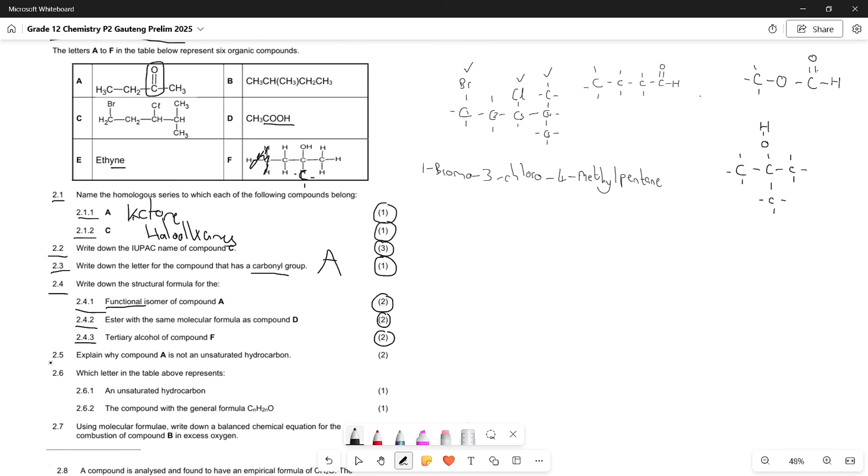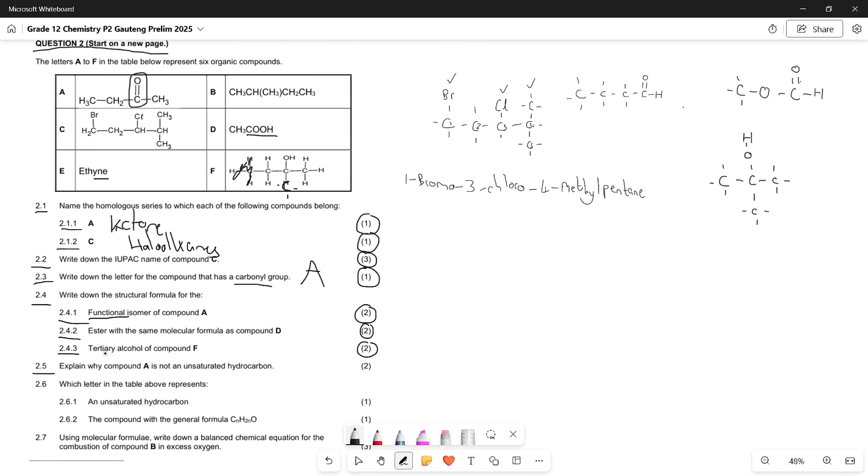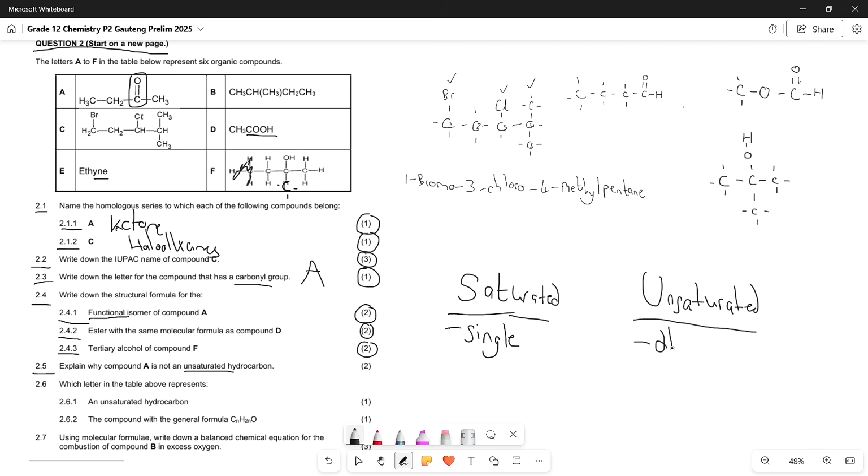And then 2.5 says, explain why compound A is not an unsaturated hydrocarbon. So compound A over here is not an unsaturated hydrocarbon. So I have a memory device for this. I say, I sat down to sing. So what this means is that saturated bonds are single. I sat down to sing is the memory device, which means saturated bonds are hydrocarbons with only C's and H's that only have single bonds. And then unsaturated are any hydrocarbons with double or triple bonds in the hydrocarbon chain as well.